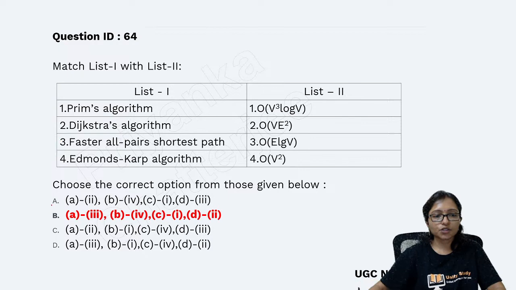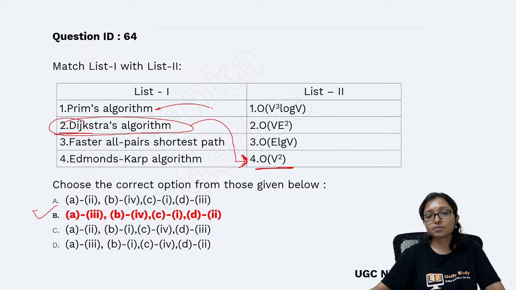Yes, here the answer is 2, because Dijkstra's algorithm is V square. Don't be confused, just now I told you Dijkstra's algorithm sometimes in the worst case can be V square also, that's why we are matching with this one. Prim's is matching with this one, that is order of log V. Floyd-Warshall, all pair shortest path, will be with this one, and Edmonds-Karp will be with this one. In the worst case it is going for V square.